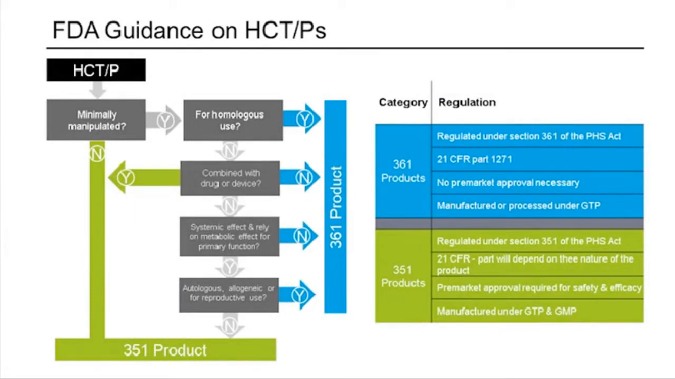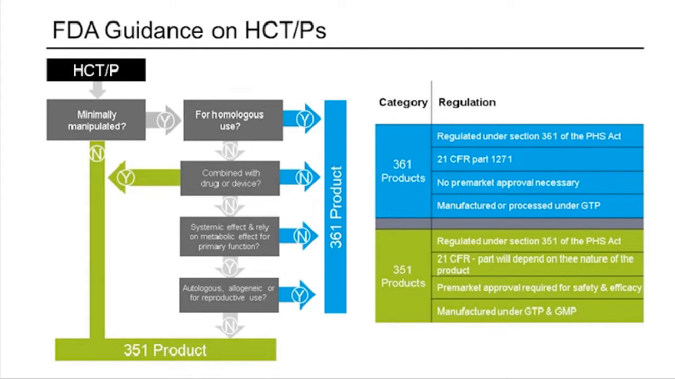And then for FDA guidance, HCTPs, or human cell and tissue products, pretty much fall into two different categories referred to as 361 products or 351 products. And 21 CFR 1271 gives the criteria for that differentiation between 361 products and 351 products. 361 products are things like bone, ligament, cartilage, skin, vascular grafts, things like that. And 351 products are all of those that don't qualify under those differentiations.